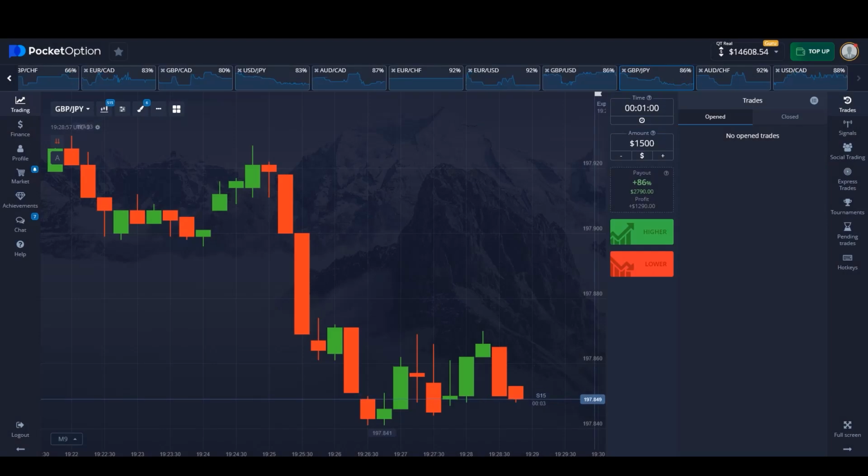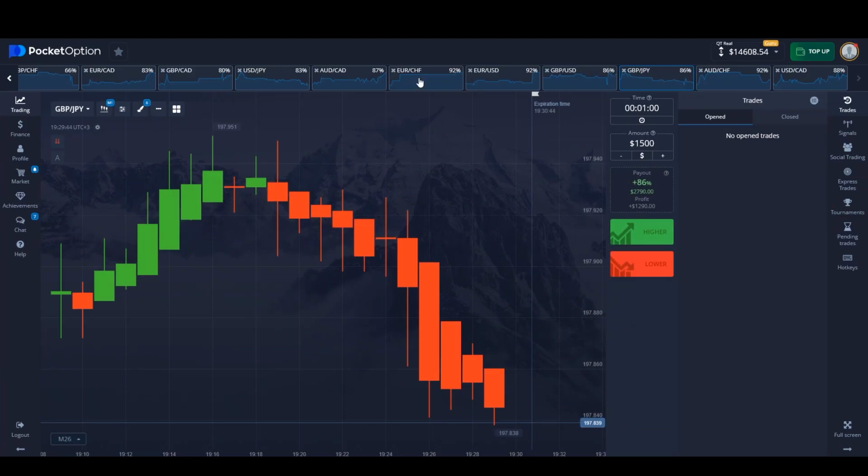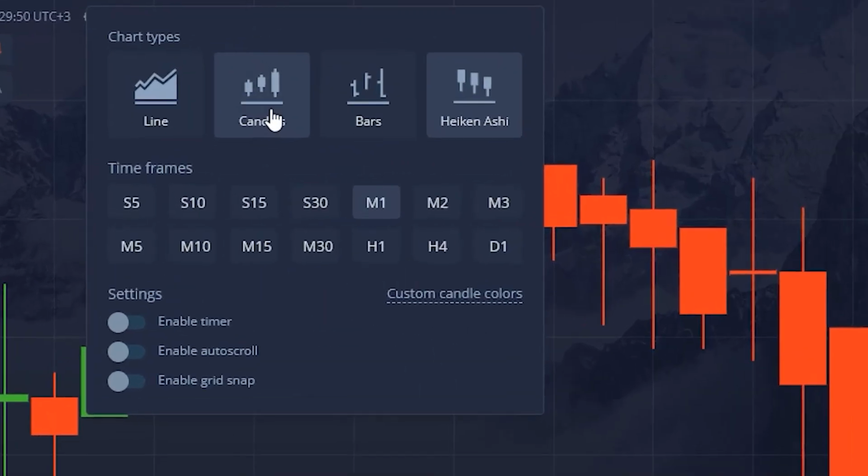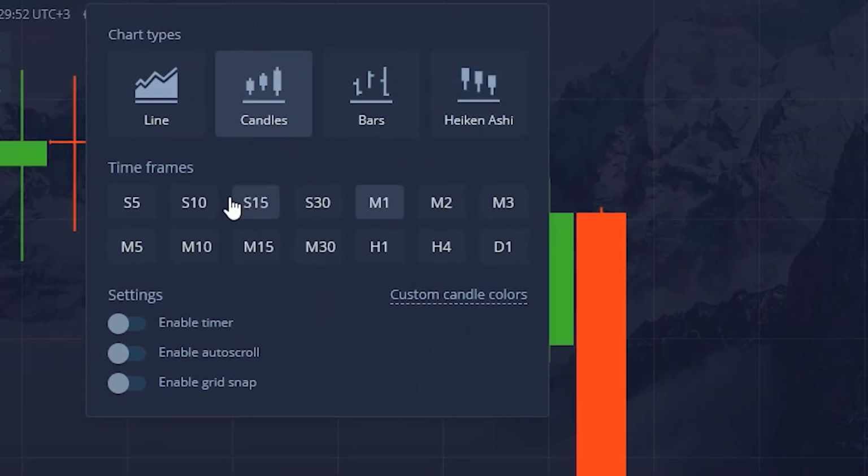Basic settings of the Pocket Option platform for working with the trading bot. Now I will show you how with just simple settings you can already earn excellent stable profits. What do you need to do for this? You need to select the candlestick type, then select 5 seconds or C5 and then select Enable Timer.